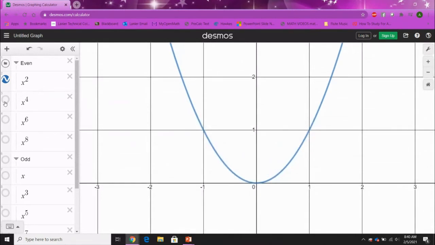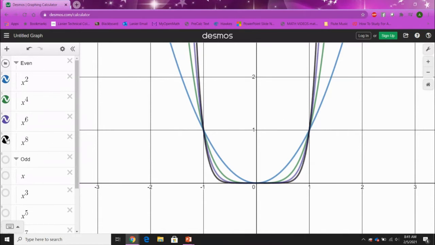Let's add in x to the fourth. Well, it looks a lot like x squared, but it kind of flattens out at the bottom here. So it's getting to be closer to the x-axis for a little bit longer span here. What if we add x to the sixth? Kind of the same thing. We come down, get flat, go back up again. And x to the eighth, same thing.